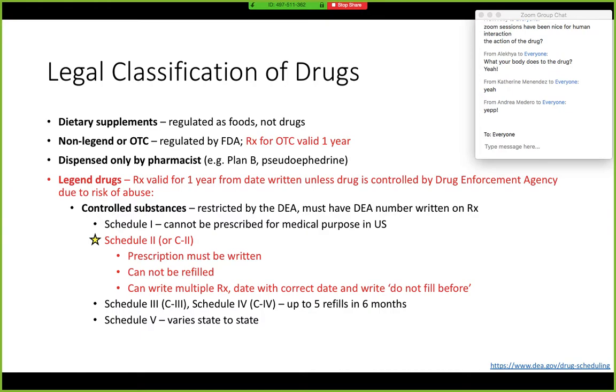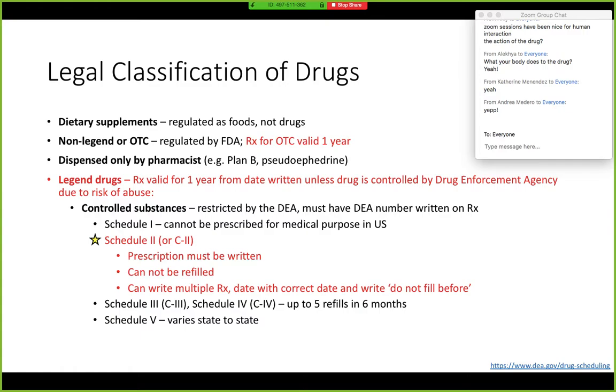Legend drugs are going to be things that are not available over the counter, but they're not necessarily controlled substances. So say, for example, something like Viagra, sildenafil, that's going to be a legend drug. So if you were to write a patient a prescription for that, it's also going to be valid for 1 year from the date it's written, unless you're talking about a controlled substance.